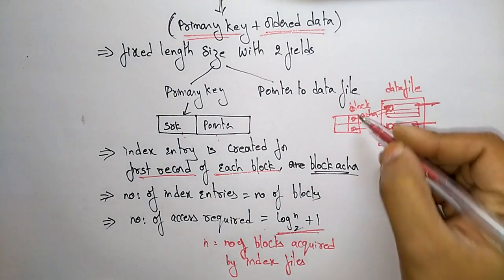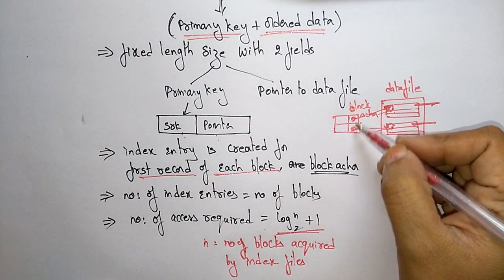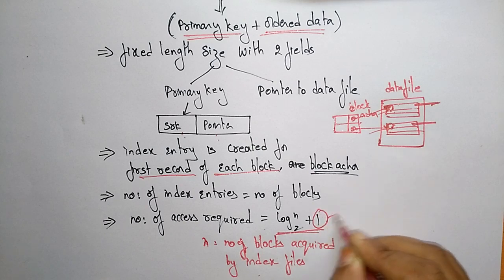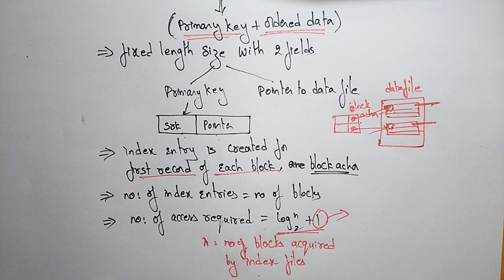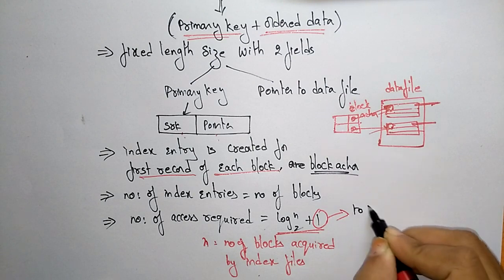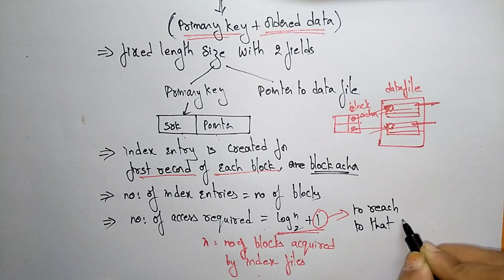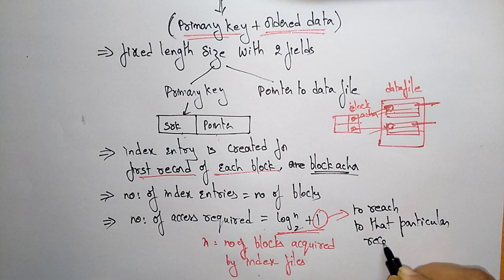So here I am acquiring two index files. The number of blocks acquired by the index file, that you call n, is represented as the number of blocks acquired by the index file. So why are we putting 1 plus 1 here? The plus 1 is to reach that particular record in log n to the base 2 blocks.